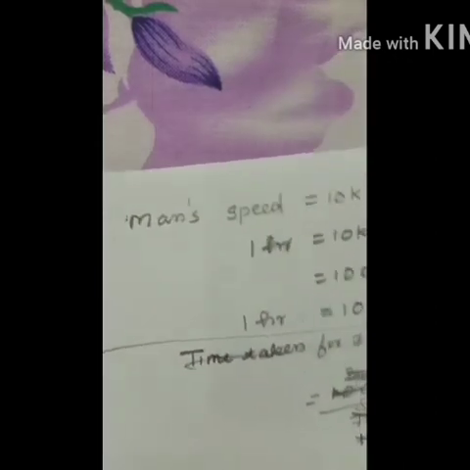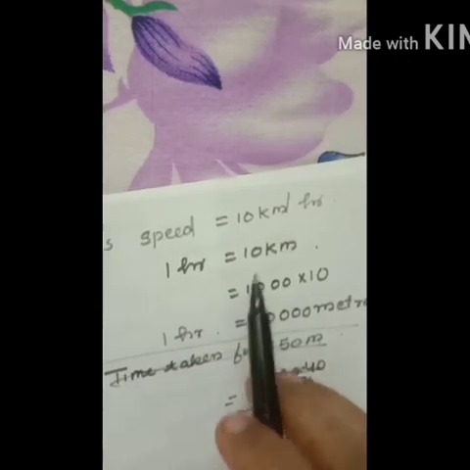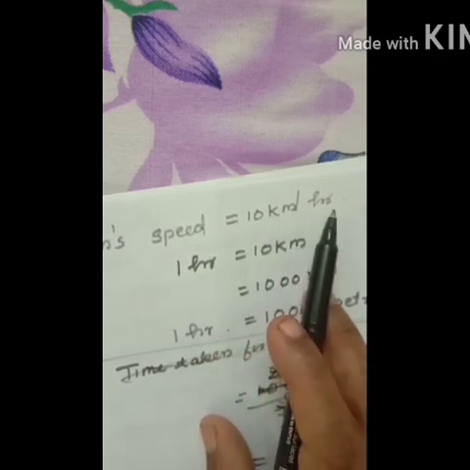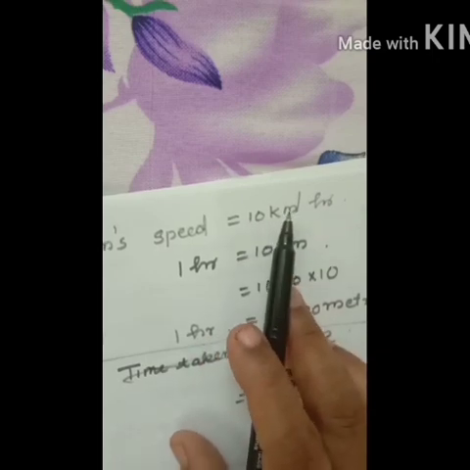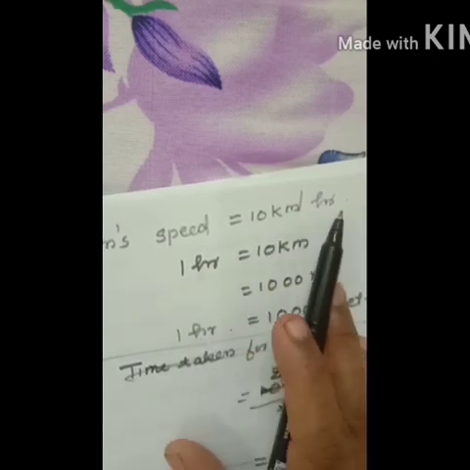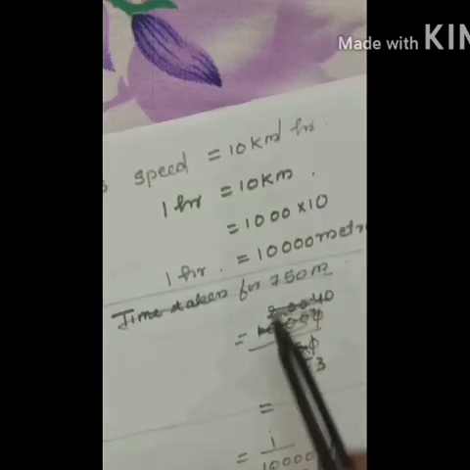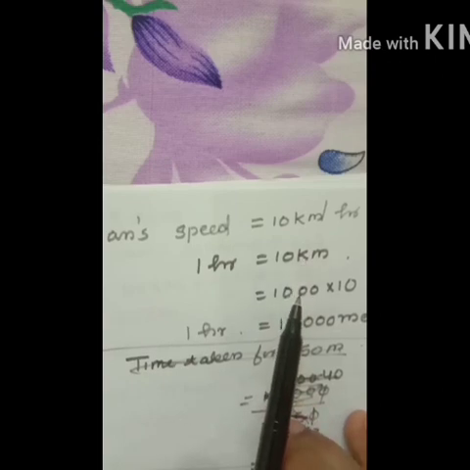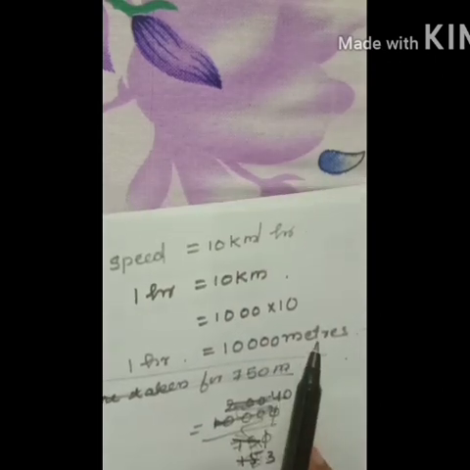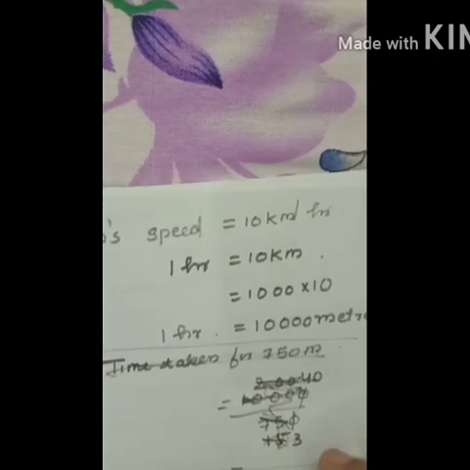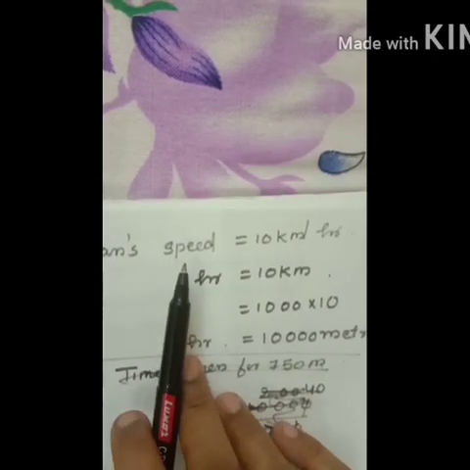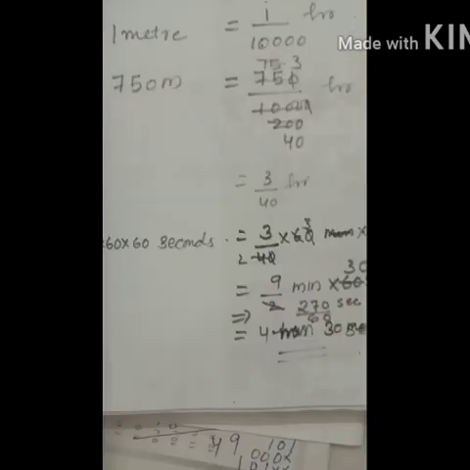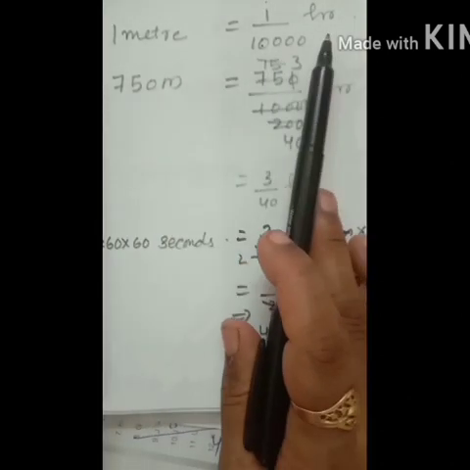Question number 8. See, man's speed given 10 kilometer per hour. What is the meaning of 10 kilometer per hour? Meaning is in 1 hour, 10 kilometer run. Per hour meaning 1 hour 10 kilometer. Kilometer you convert to meter. 1 kilometer is 1000 meter. 1000 into 10, 10,000 meter. In 1 hour, 10,000 meter a person can walk. Okay. 1 meter takes 1 by 10,000 hour.